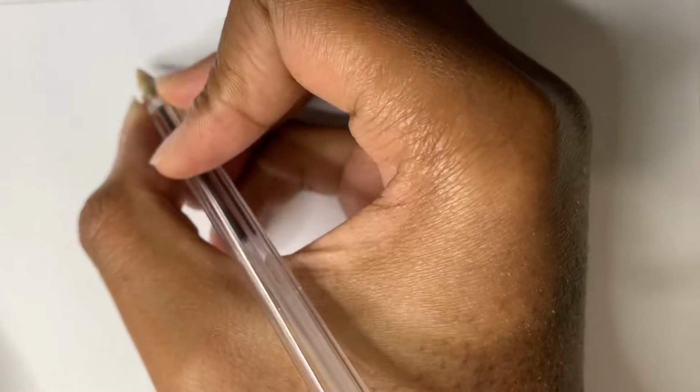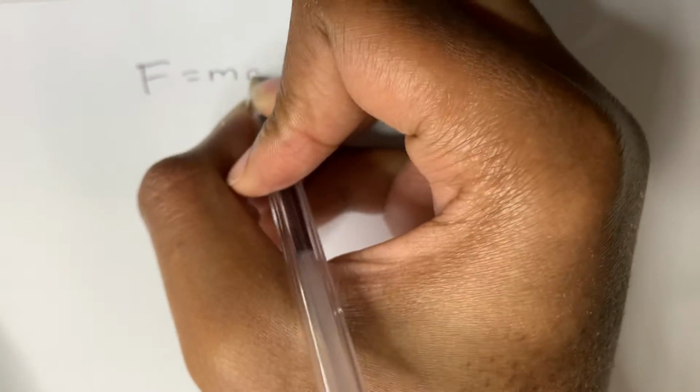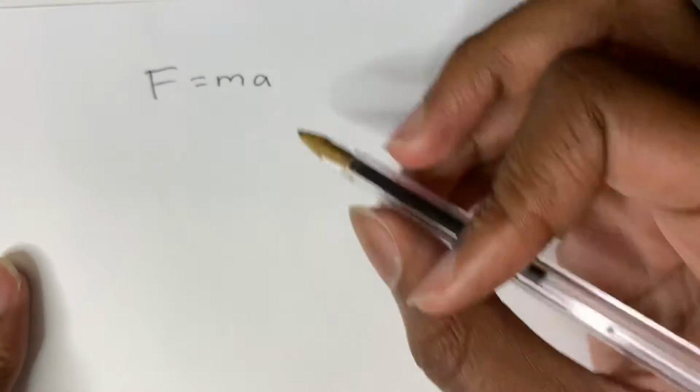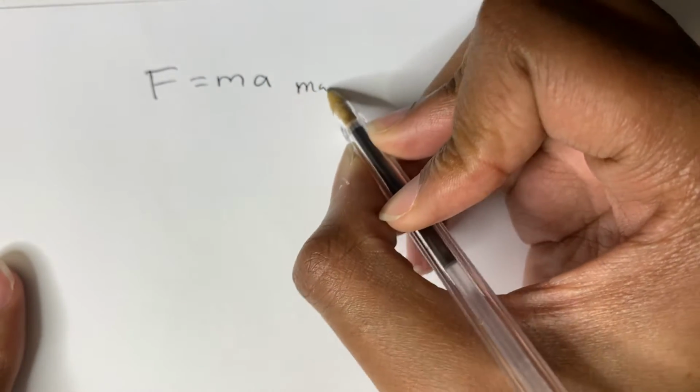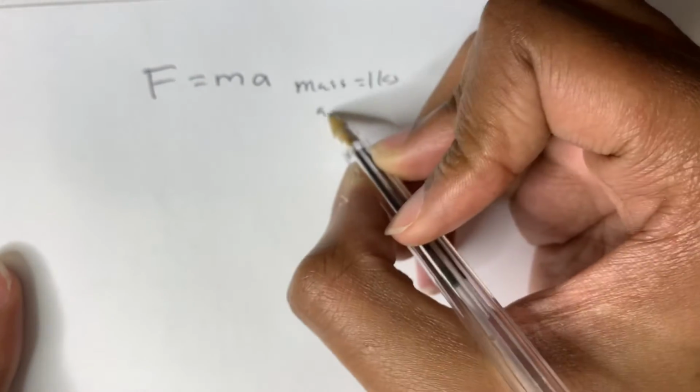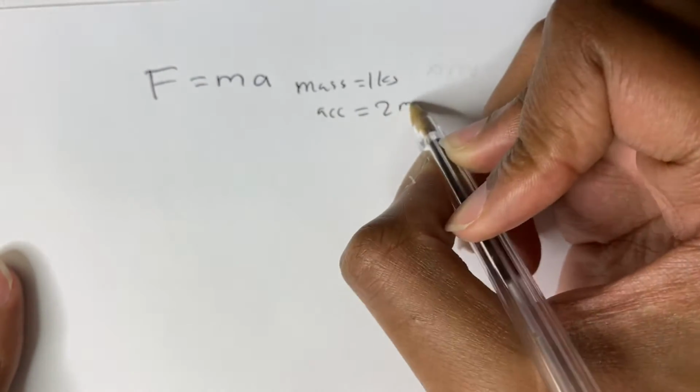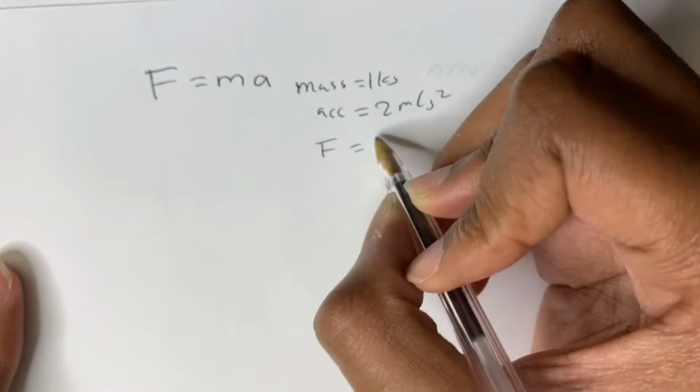Hello everyone, today we're going to talk about Newton's second law of motion. And we all know what Newton's second law of motion is. F equals ma, where F is force, m is mass, and a is acceleration. So let's say I have a mass of 1 kilogram and an acceleration of 2 meters per second squared. That means that my force is 2 newtons.